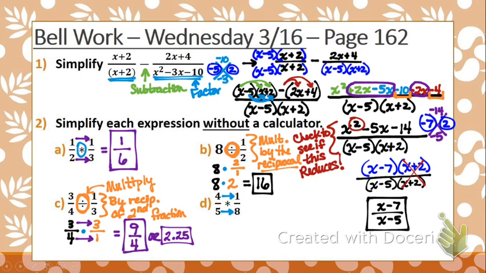Good. What am I going to get when I multiply this straight across? 4 over 40. Or 1/10, because what do you notice about both of these? They have a common factor.